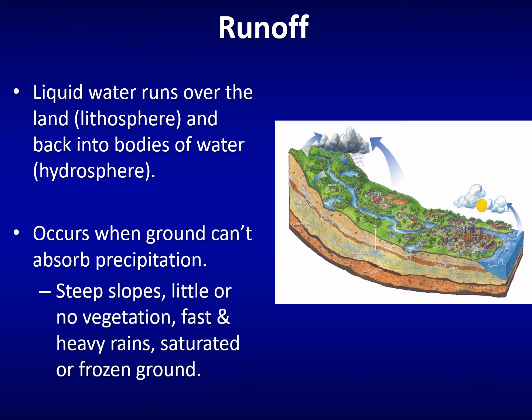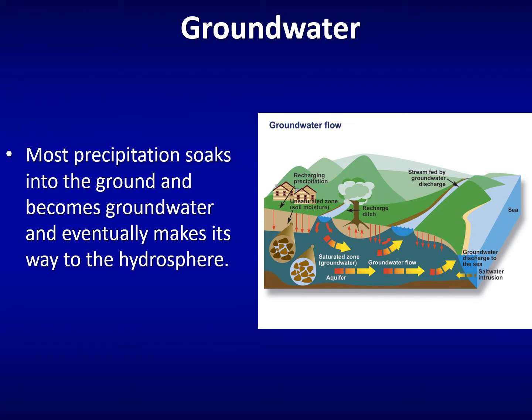Of course, when the ground can't absorb precipitation, the water runs off in greater amounts. Steep slopes, little or no vegetation, fast, heavy rains, saturated or frozen ground, all produce more runoff. And then, of course, some of the precipitation does soak into the ground and make its way through the ground in the system of groundwater. Eventually, groundwater does make it back into the hydrosphere, either in rivers or lakes or even the ocean.